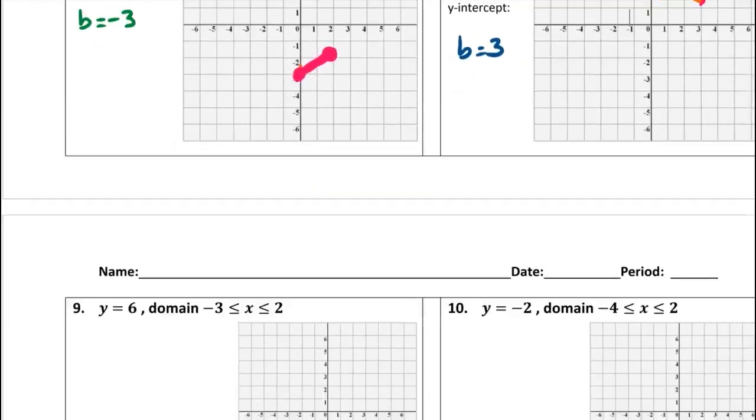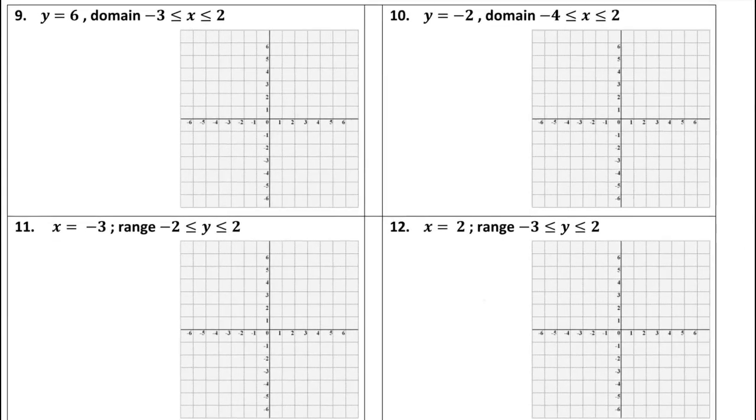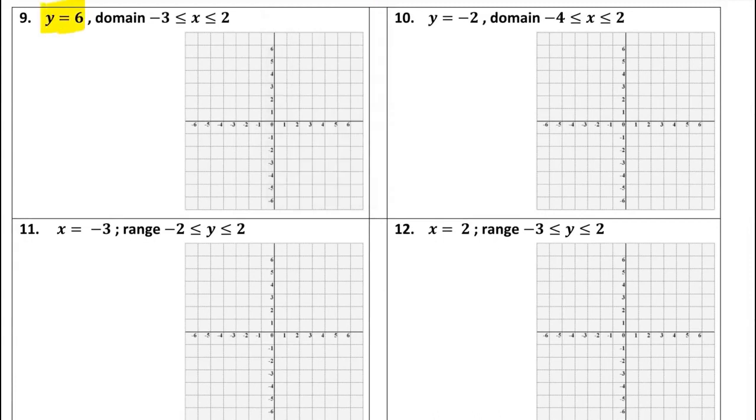Alright, we're heading to the backside. Number 9 and 10. Okay, number 9, y equal to 6. In this case, you see that we don't have x at all. So it means that whatever point you choose as an x and y ordered pair, your y value has to be 6. So all the y values are going to be 6, and it doesn't matter what your x value is.